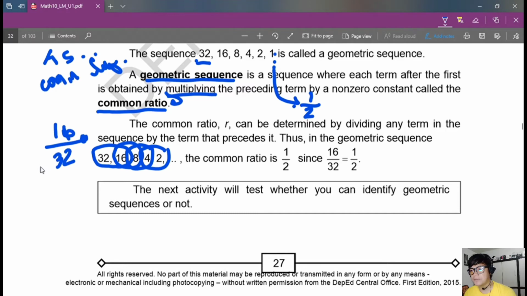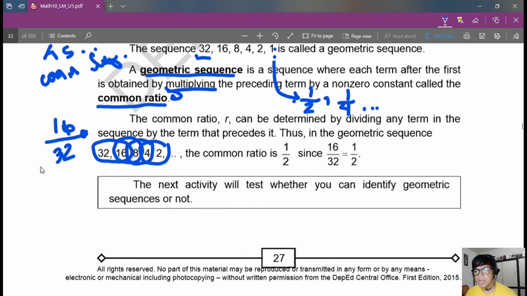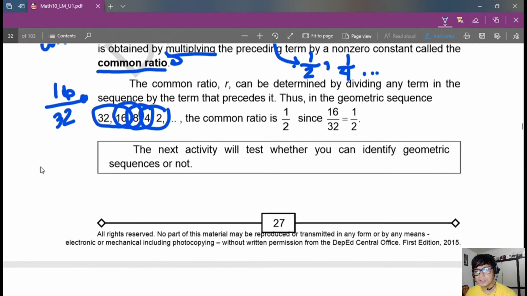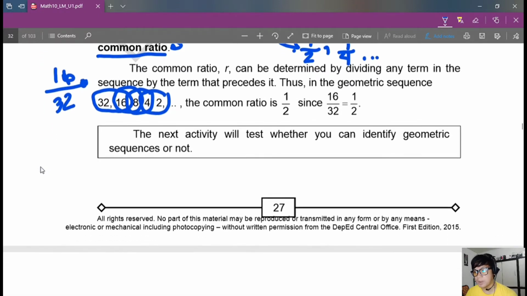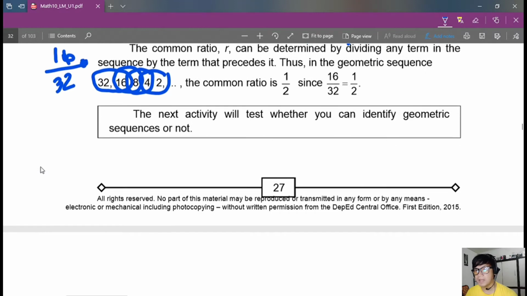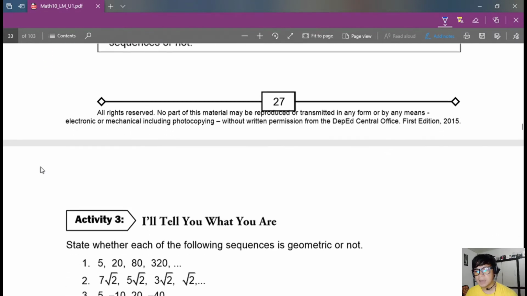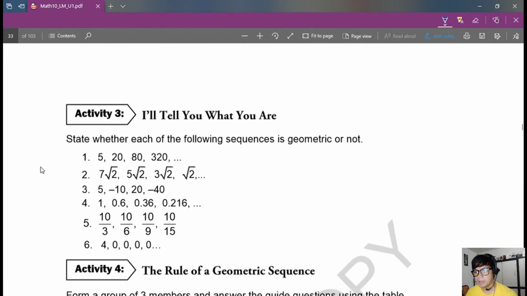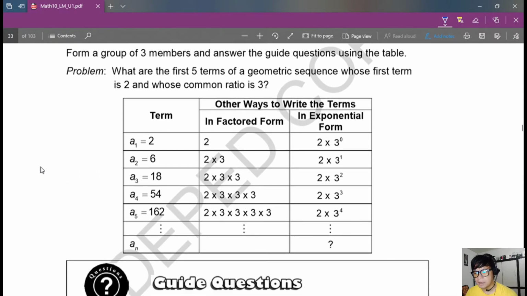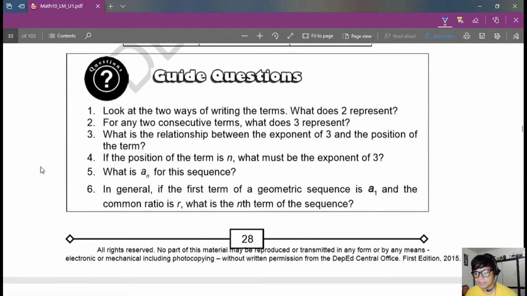So 1/2 times 1/2 is 1/4. And so on and so forth. So to identify the next term, you're going to multiply the common ratio. So we have the same also with the arithmetic sequence. Meron din tayong formula na ginagamit sa geometric sequence. Sana ba yung formula?